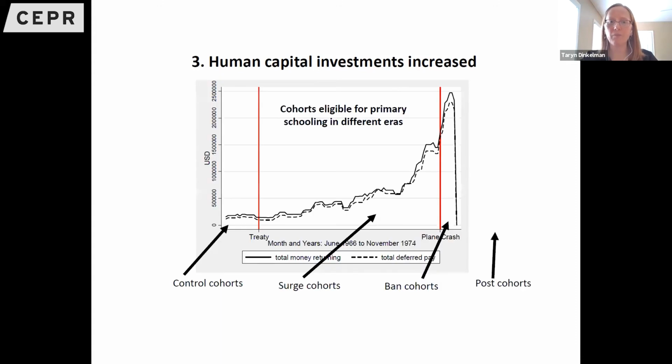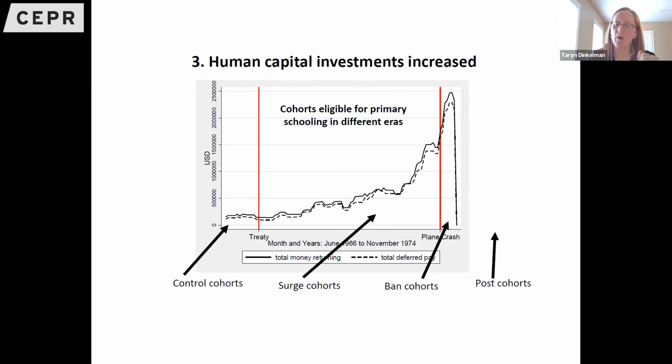And then the final piece of evidence we have on mechanisms is that human capital investments increased in the next generation. The way that we're going to do this is taking you back to one of the first slides I showed you about the increase in migrant money coming in. We can line up these increases in the periods of time when they happened with different cohorts that were eligible to be in primary school around the time that this money was coming back. So we're going to define 4 cohorts: the control cohorts, who were already out of school by the time the money started coming back; surge cohorts that were eligible for primary school when the money was coming back; ban cohorts, which are those individuals eligible to be in primary school right after the ban was put in place and there was a big increase in money coming back; and then post cohorts, which were just a couple years afterwards.